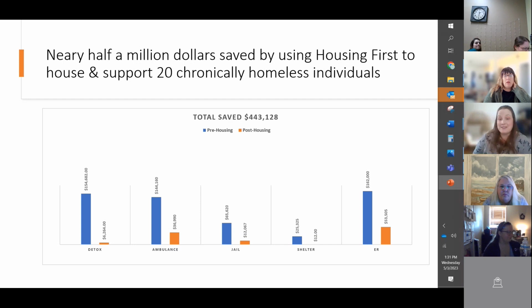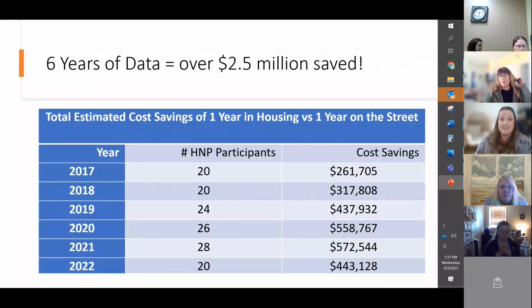And so we were able to show that simply by housing and supporting the chronically homeless individuals we serve, just last year, we were able to save our community nearly $500,000 in those emergency service usages alone. And then we look at the last 6 years that we've been collecting this data. We've been able to save our community over $2.5 million.